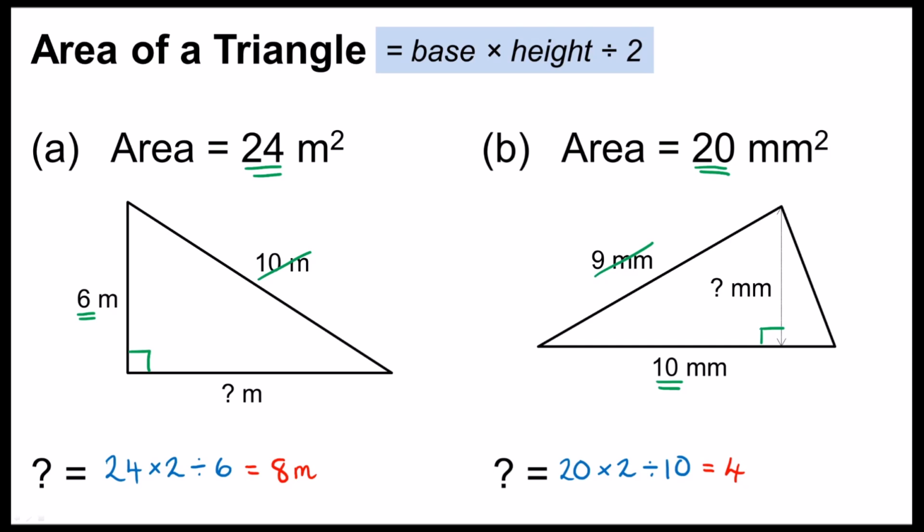Again, because my given lengths are in millimetres and my area is in millimetres squared, the units of my answer are going to be millimetres. That's because it's a missing length and not an area. So, the missing length for the height of my triangle is 4 millimetres.